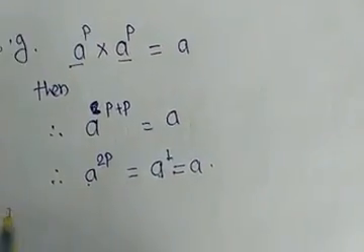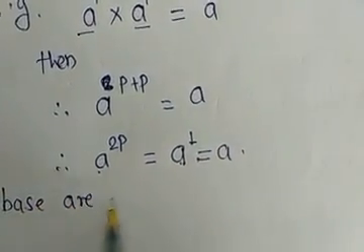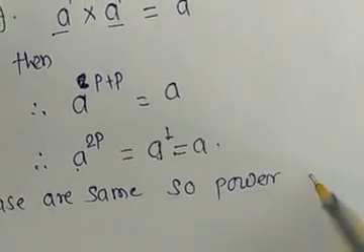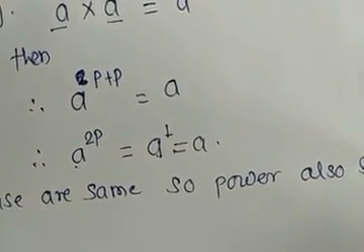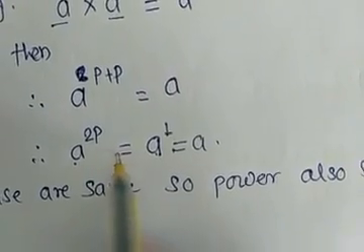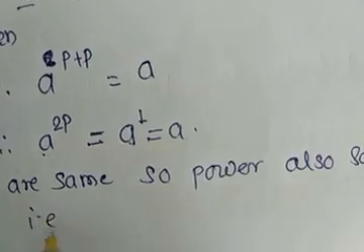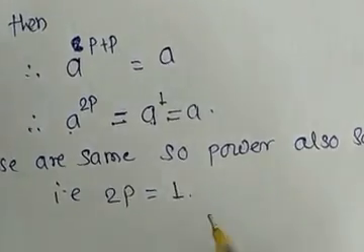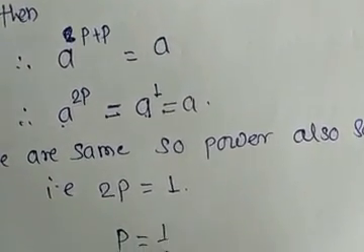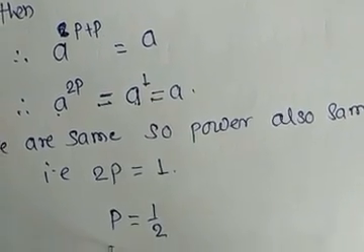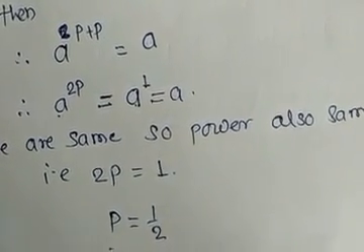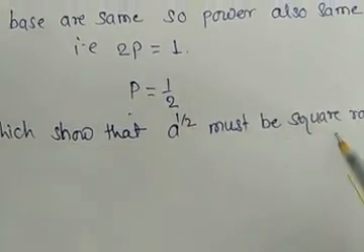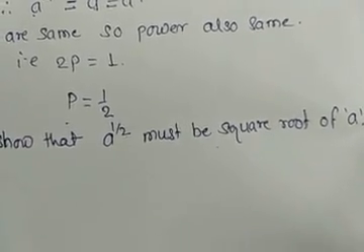Now here the bases are the same, so the powers must also be the same for this equality. That is, twice p is equal to 1. So we get twice p is equal to 1, which means p is equal to 1 half, which shows that a raised to 1 half must be the square root of a.